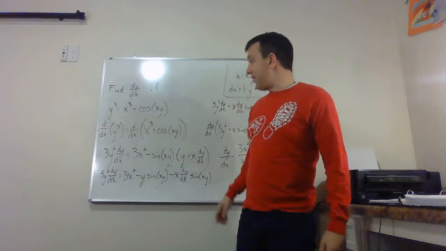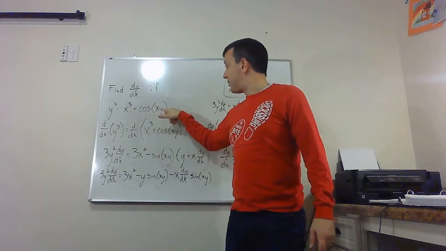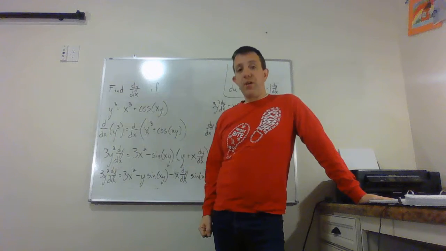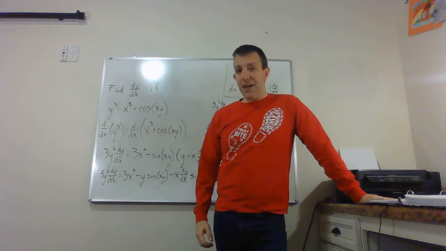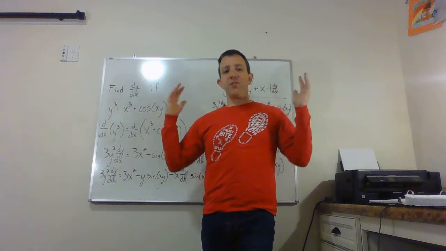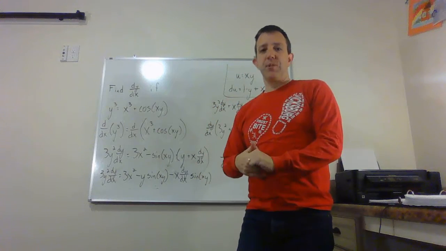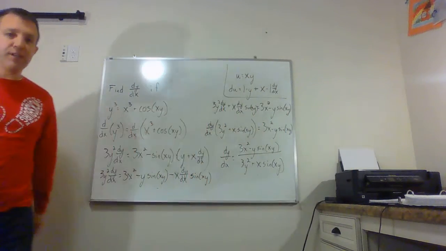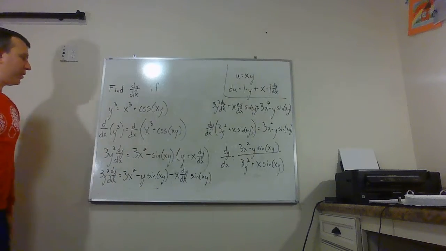Now, one thing that's going to make this really fun is that we have y's in two different places. One of them is stuck inside of a cosine as part of a product rule. So there is so much going on here with this problem, so try and follow along. All right, so here is everything I have on this board.